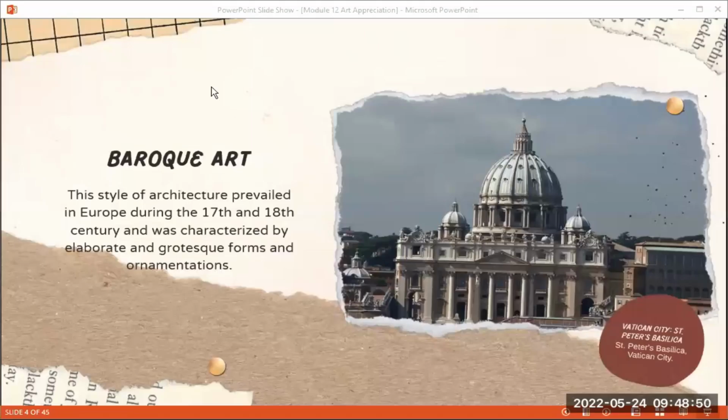Next, let's talk about Baroque art. Now, this style of architecture prevailed in Europe during the 17th and 18th century and was characterized by elaborate and grotesque forms and ornamentation. So, an example of Baroque art is the Vatican City, wherein you can see St. Peter's Basilica.